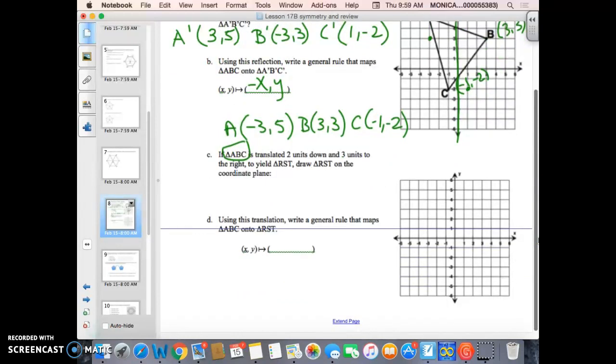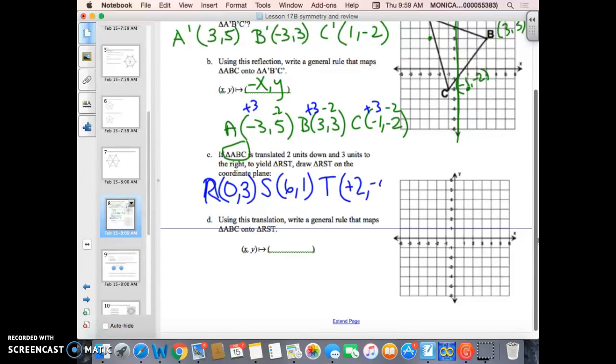Okay, so then you've got to draw it on the coordinate plane. So I'm going to subtract 2 from the y's, and I'm going to add 3 to the x. We're calling it RST. So R is at 0, 3. S is at 6, 1. And T is at 2, -4. So 2 units down, that's negative, and 3 units to the right, that's positive.